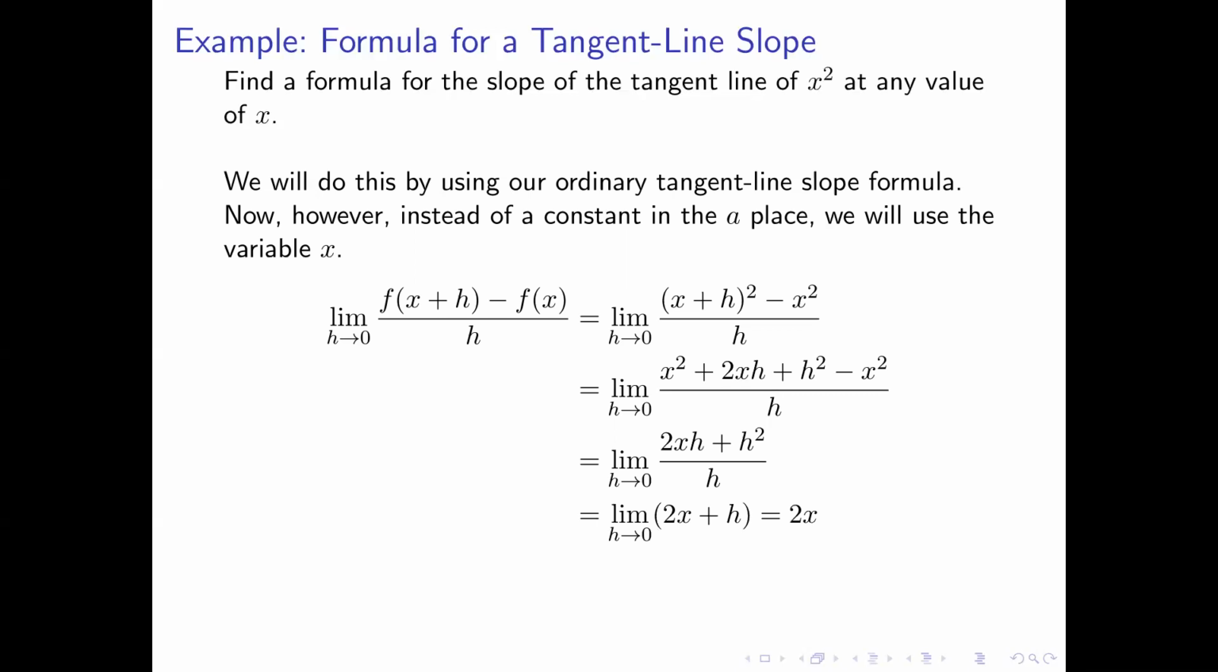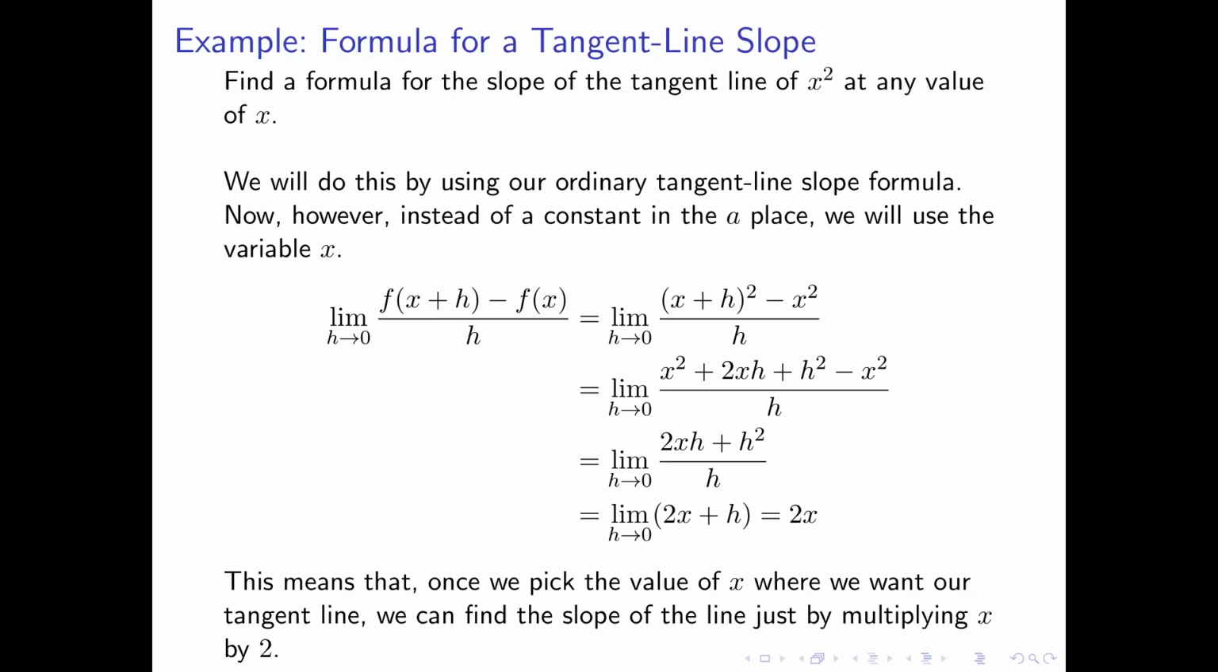Notice that this is an expression in terms of x. And so now, once we pick the value of x where we want the tangent line to touch the graph of y equals x squared, all we need to do to find the slope of the tangent line is to multiply that value of x by 2. We don't need to do all of the work of simplifying to find this limit every single time.